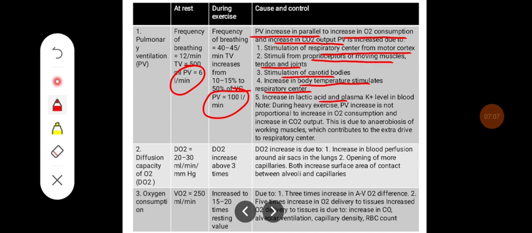Note that during heavy exercise, the pulmonary ventilation increase is not proportional to the increase in oxygen consumption and increase in carbon dioxide output. This is due to the anaerobiosis of working muscles, which contributes to extra drive to the respiratory centers.